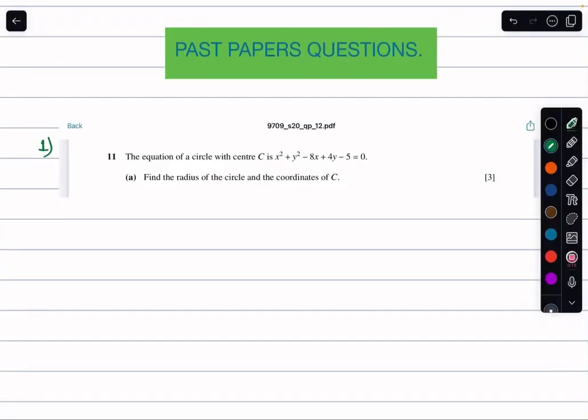Assalamu alaikum. So now we need to practice the questions from past papers, and the first question that has been taken is from year 20, May, June, and its variant 2.